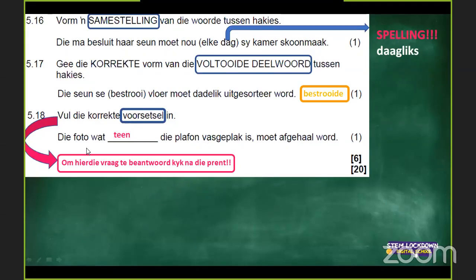Goed, en dan was die laaste vraagie, vul die korrekte voorsetsel in, fill in the correct preposition. En in hierdie geval moet ons kyk na die prent. We have to look at the picture to determine what preposition we have to do. In this case, we do have to look at the picture. We see there is a picture pasted upon the ceiling of the kids' room. So then we're going to have to write down the preposition sien.